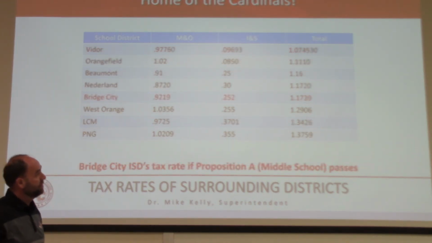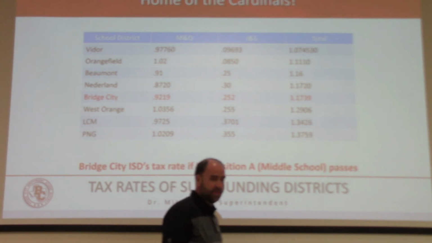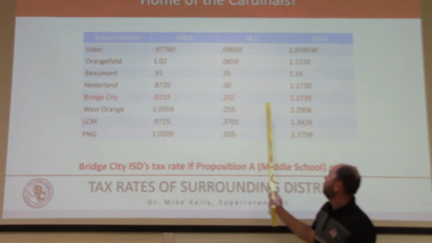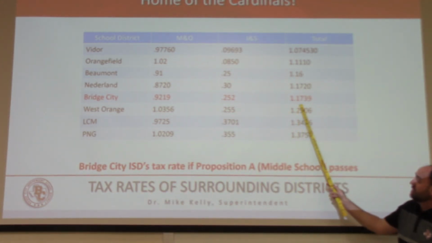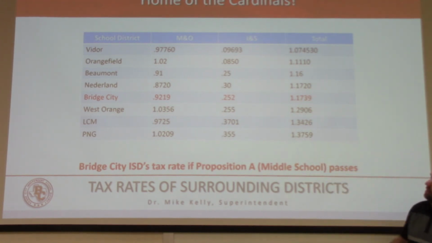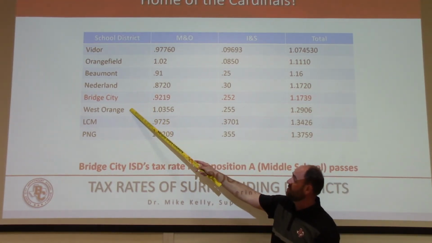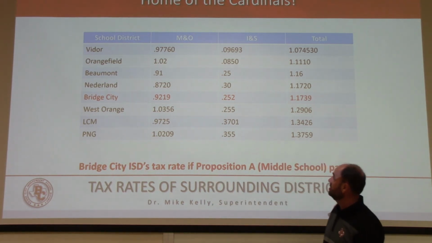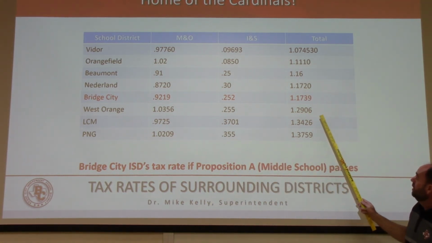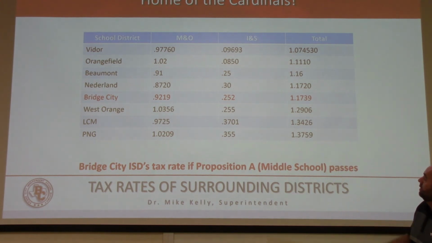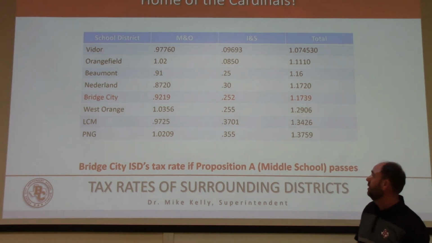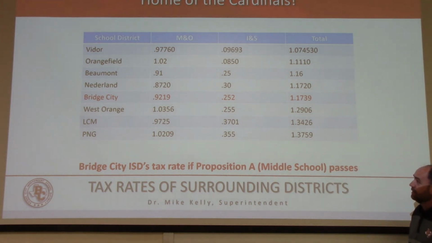If Proposition A were to pass, which is the middle school, that would bring our tax rate to $1.17. Still puts us here in the middle of the list. We still have a neighbor to the east and a neighbor to the northeast that are 12 and 17 cents higher than we would be at that point.